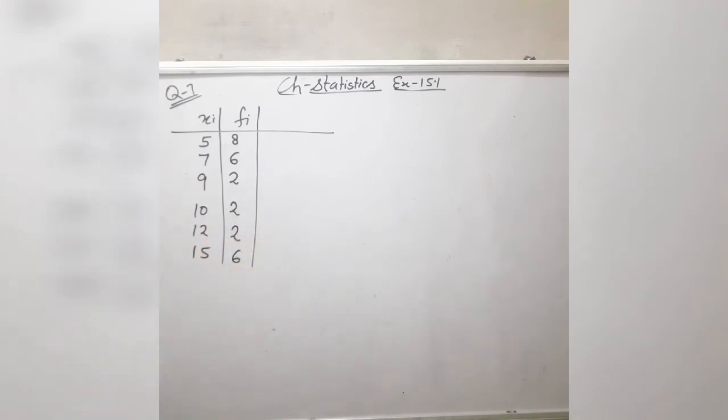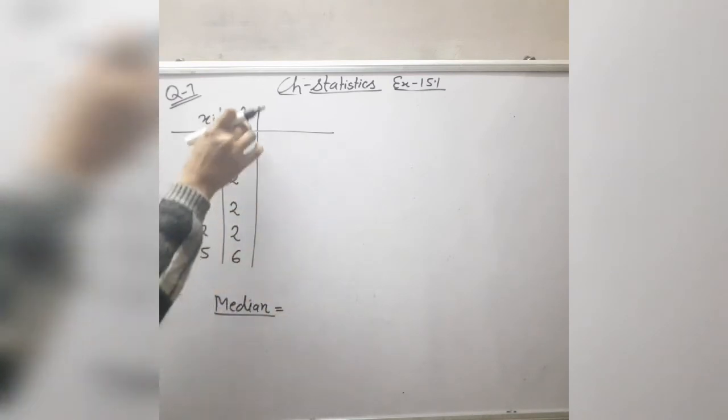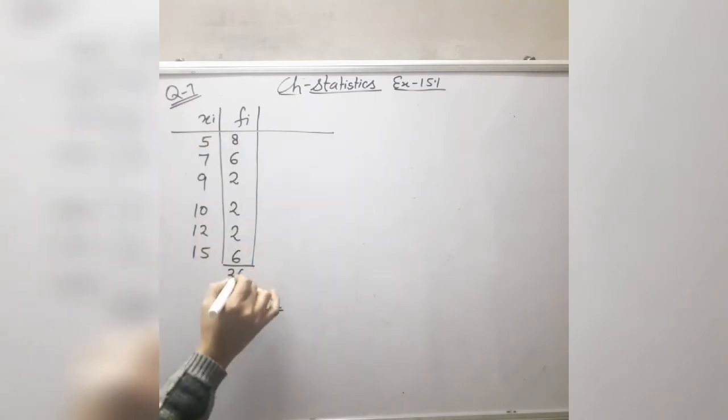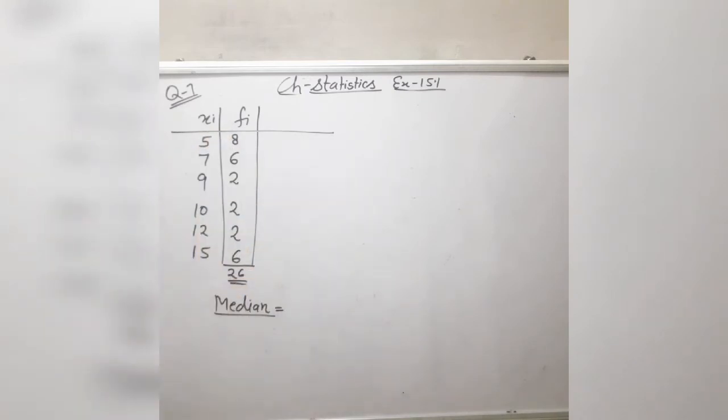Now next, we will firstly find the median. See firstly how you will find the median. See how many total observations there are. The sum of the fi column gives you the total number of observations. There are 26 observations in total, and if you remove an equal number of terms from both sides, out of 26, after removing 12 terms from both sides, in the middle you will get two terms, the 13th term and the 14th term.